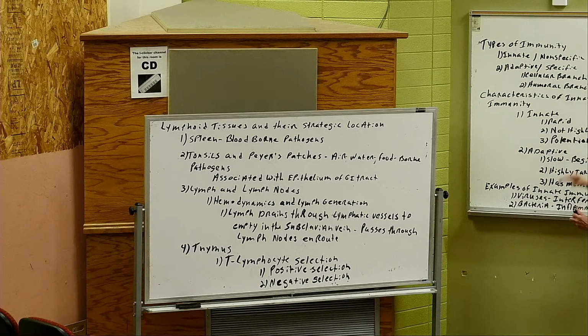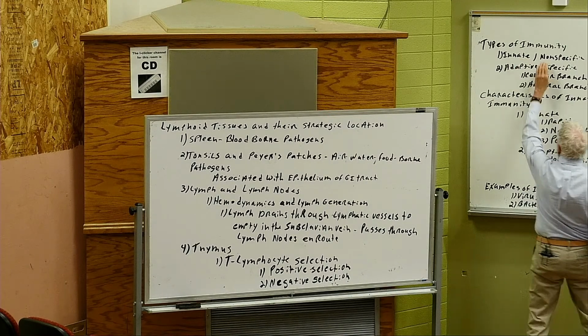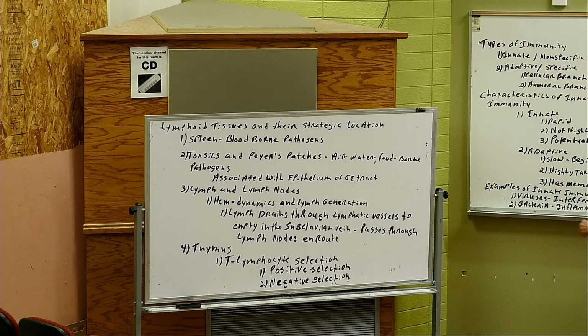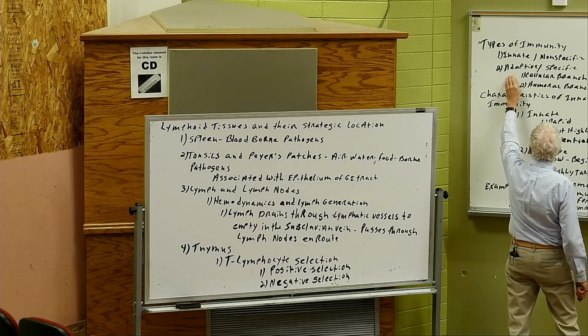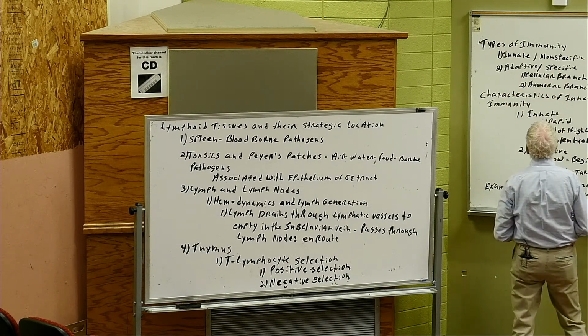Then we'll drill down to talking about types of immunity, and there are two broad categories here, one of which is innate immunity, sometimes known as nonspecific immunity, and the other is adaptive immunity, sometimes known as specific immunity.